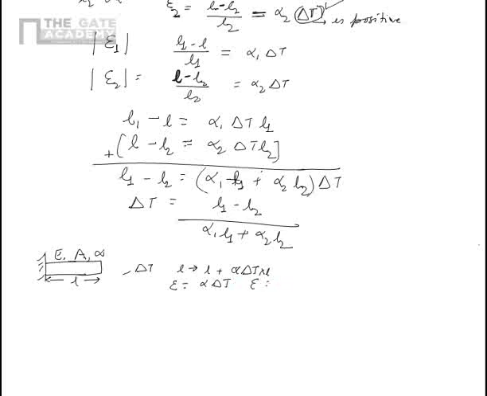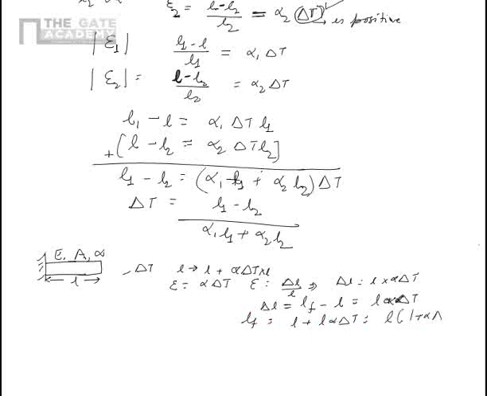Now strain is change of length over original length, which means delta L is equal to L into alpha delta T. Now change of length is the final length minus L, that is equal to L into alpha delta T. So the final length is L plus L alpha delta T, or L times 1 plus alpha delta T. This is easy, no problem. We can easily solve this problem and get the value of final length, or if we are given the final length, then what is the temperature required to cause that final length.